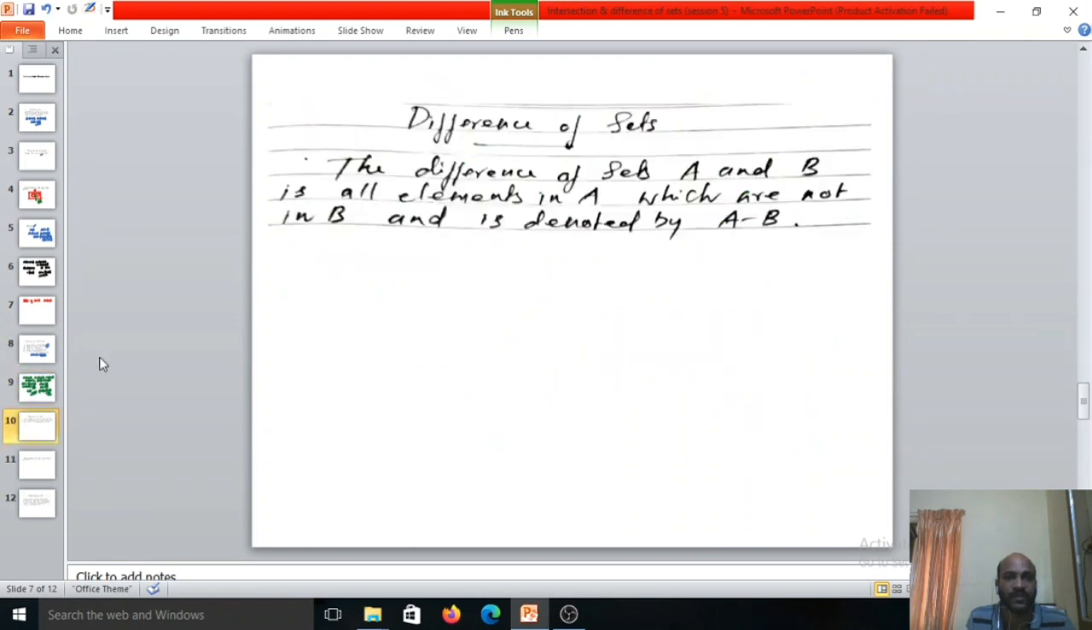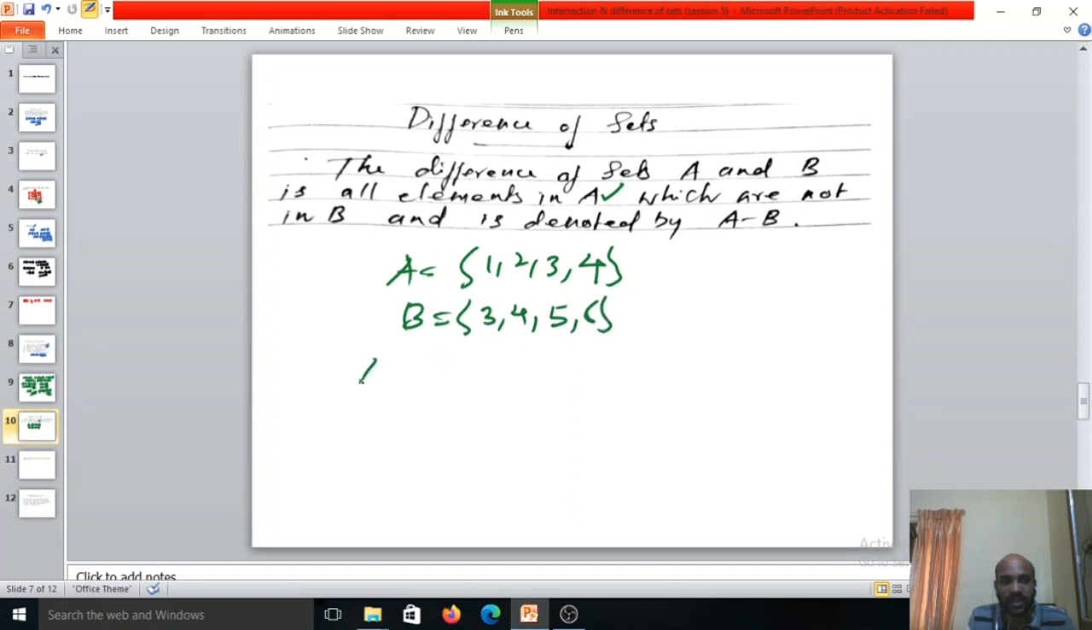Okay. Now another operation, that is difference of sets. The difference of sets A and B is all elements in A, you have to concentrate on A, all elements in A which are not in B, and it is denoted by A minus B. For example, A equal to the set 1, 2, 3, 4, and B is another set which consists of 3, 4, 5, 6. Can you find A minus B?